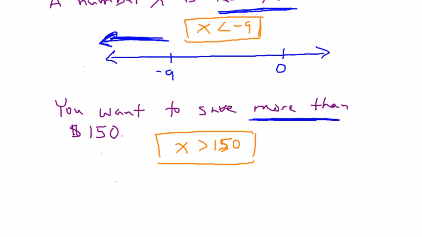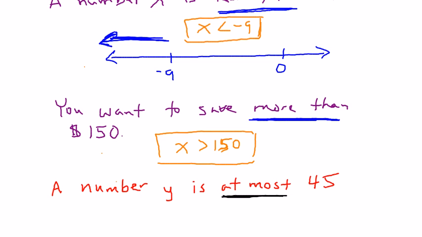All right, let's try one more. A number y is at most 45. Okay, so the key words here are at most. What symbol do these words tell us to use?